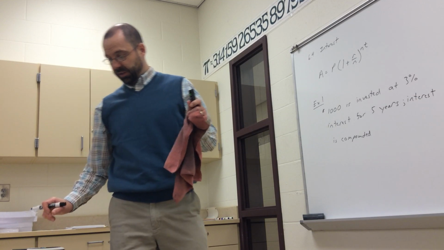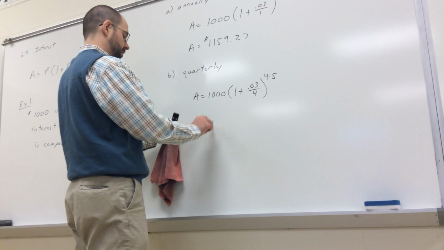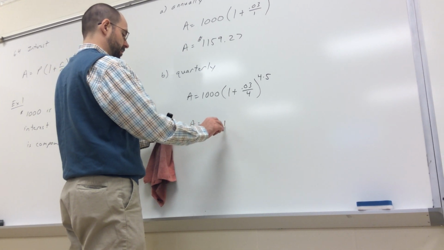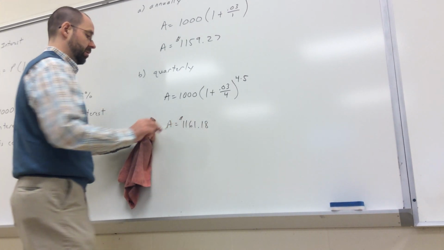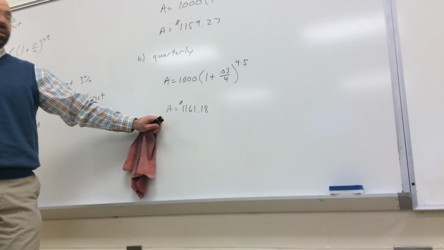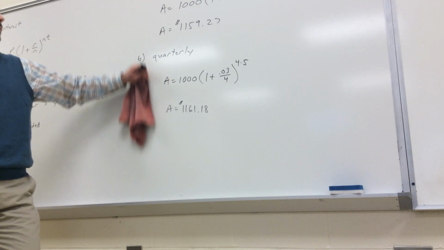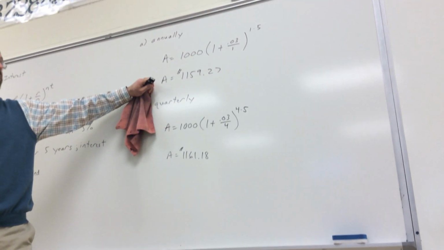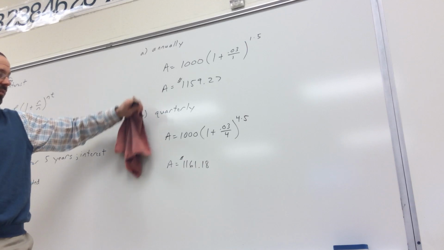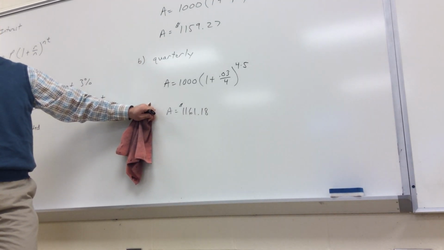And if you do that correctly, it's 1161.18. So you get a little bit of extra money. If they give you money once a year, it's only 1159.27. This is 1161.18. So it's not quite $2 extra, but almost.